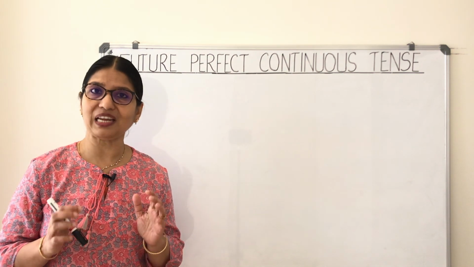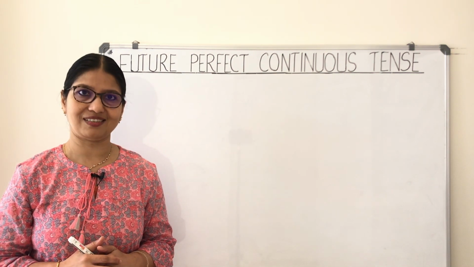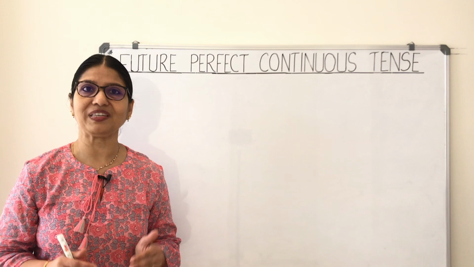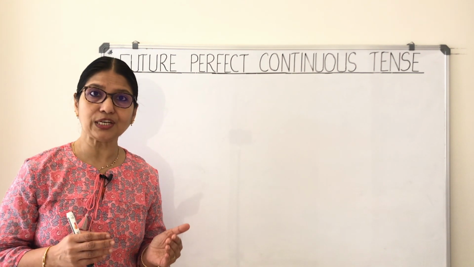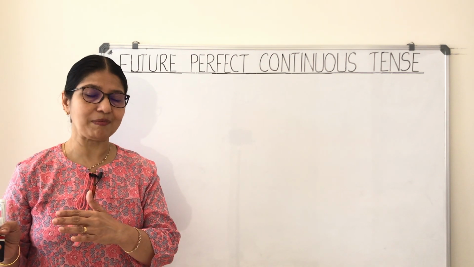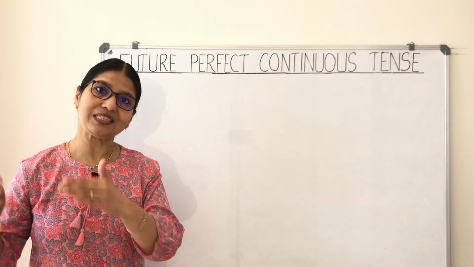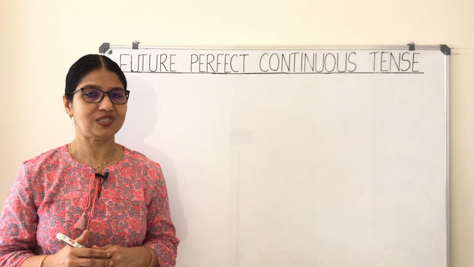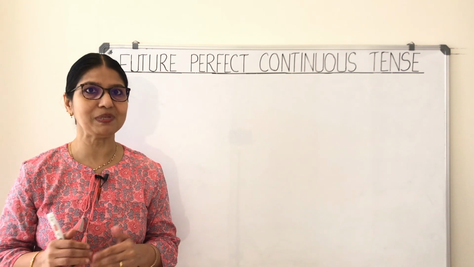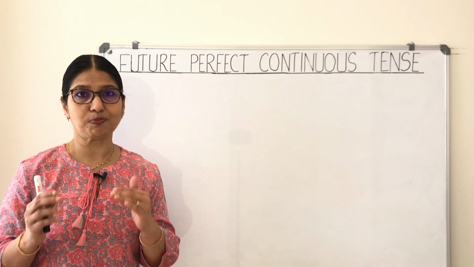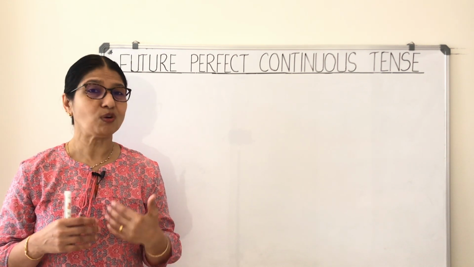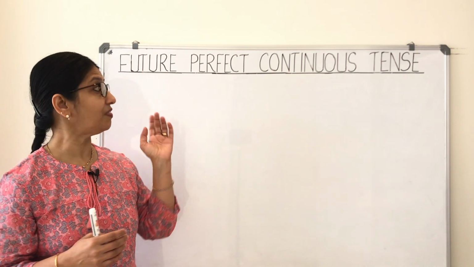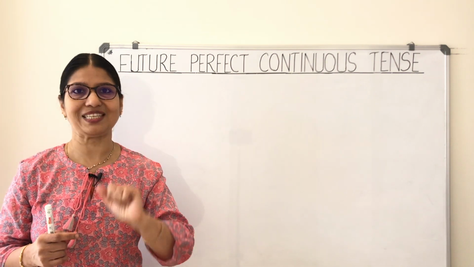Let me give you a brief overview of this tense. We use the future perfect continuous tense to talk about actions that will continue until a point in time or until another event in the future. So just like the future perfect simple tense, we use this tense to project ourselves into the future and then to look back. And almost always, we use the future perfect continuous tense with a time expression.